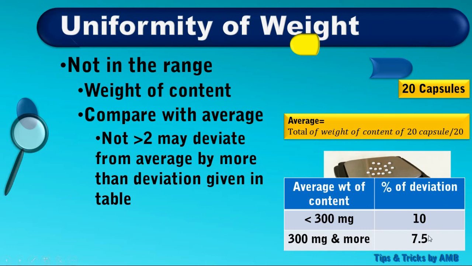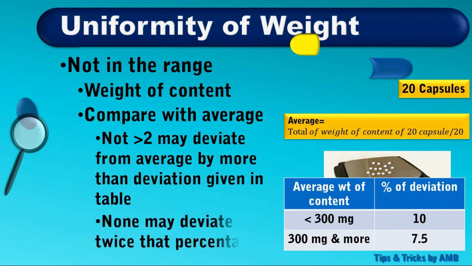If the average weight of content is more than 300 mg, then this deviation is 7.5%. And none of the contents may deviate by more than twice the percent deviation. So whatever percent deviation is given in the table, if the average weight is less than 300 mg, then the percent deviation is 10. But if this deviation is more than 20, that is double that deviation, then even in a single capsule, the capsule fails the test.